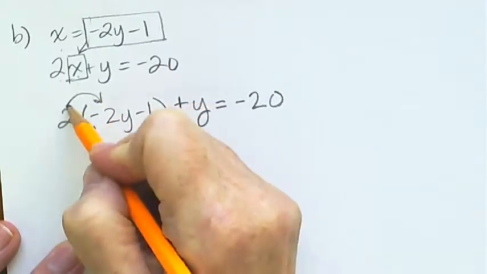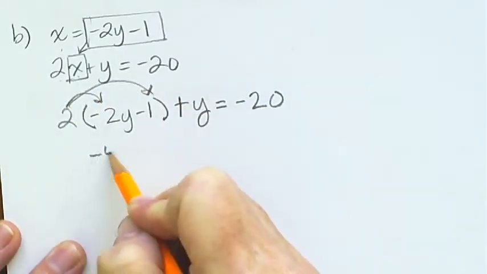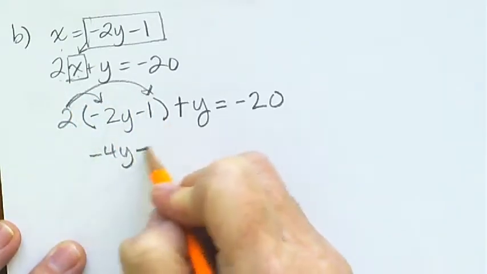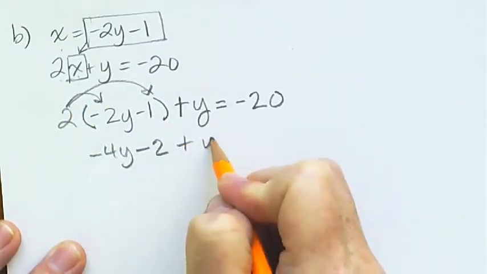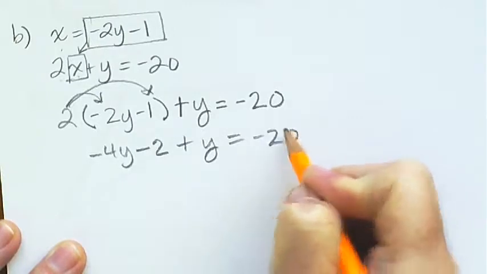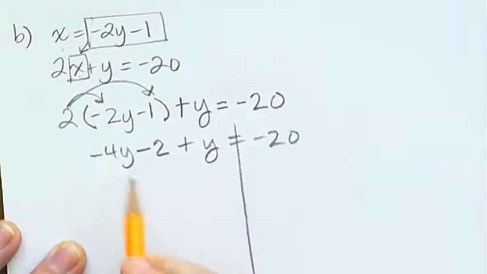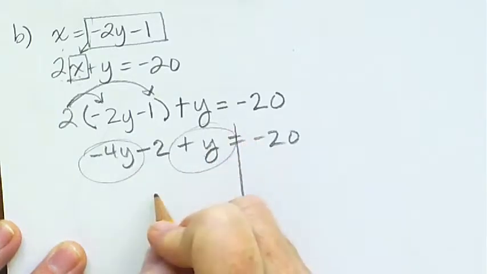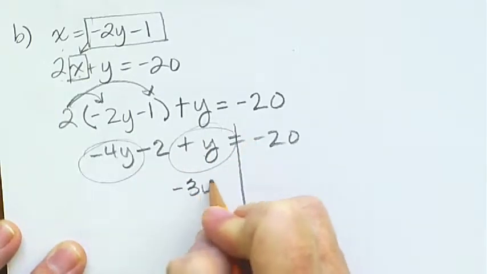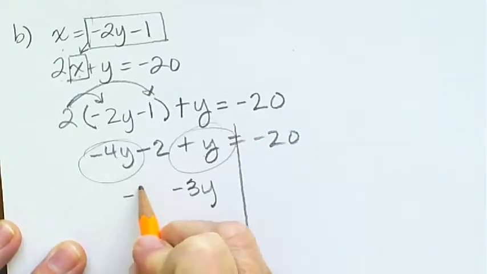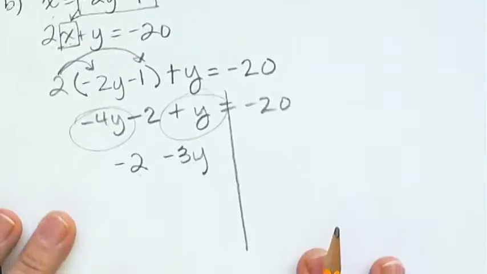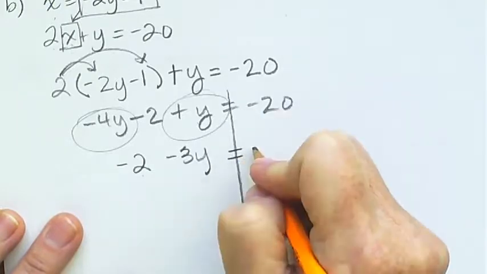Okay, let's distribute. So that would be negative 4y. Positive 2 times negative 1 would be negative 2. Okay, we've got like terms. Negative 4y, positive 1y, that's going to be negative 3y. I'm going to bring down that negative 2, and I could have put the negative 3y in front if that is what you want to do.